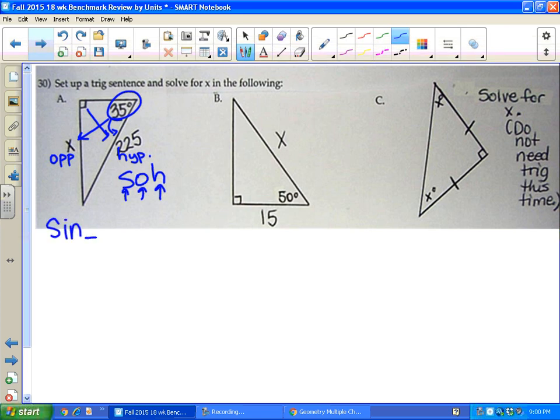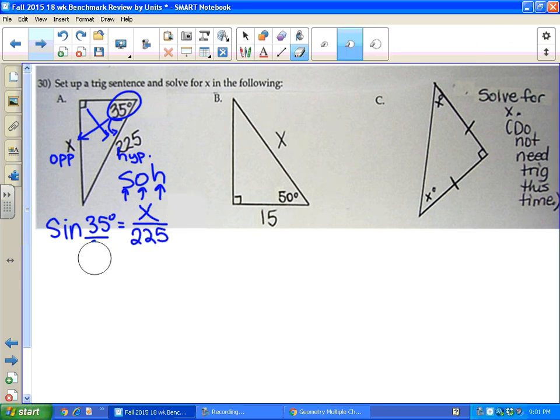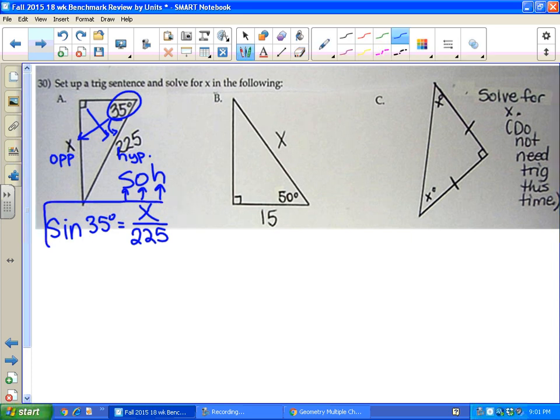Sine of, and always what comes after it is an angle. Sine of an angle, so the angle is 35 degrees. Then I have a bar, and I'm going to put the opposite over the hypotenuse, just like it shows me in my foldable. That's the definition. So opposite would be the x, and the hypotenuse is 225. Those little extra things are not necessary. This is my trig sentence right here.